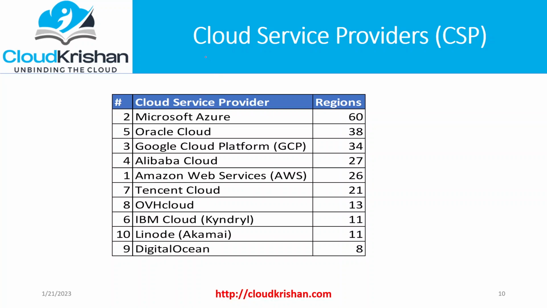We also talked about the major cloud service providers in the market. We sorted them based upon the number of regions in which a particular cloud service provider is present. We can see Microsoft Azure has 60 regions, Oracle has 38 regions, GCP has 34, Alibaba has 27, and then AWS has 26. Majorly, if you look industry-wise, there are three most popular cloud providers: Amazon Web Services, Google Cloud Platform (GCP), and Microsoft Azure. So these are the three most popular cloud service providers.